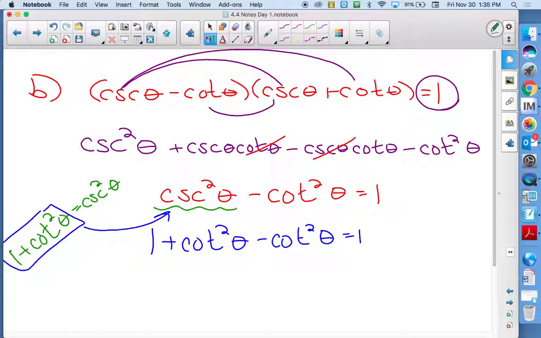And then it's like magic. This is math magic in my mind. Like, woo, these cancel, and now magically 1 equals 1.